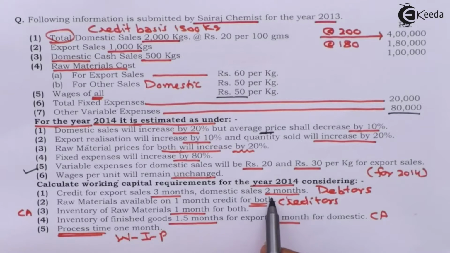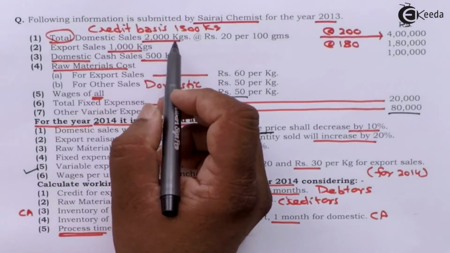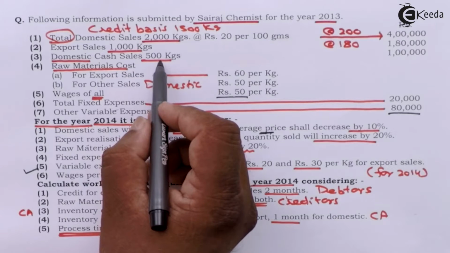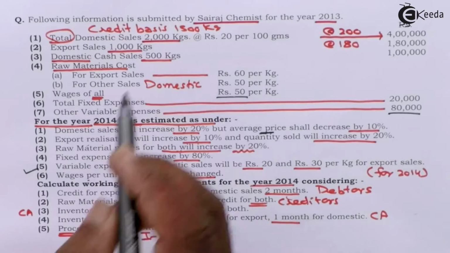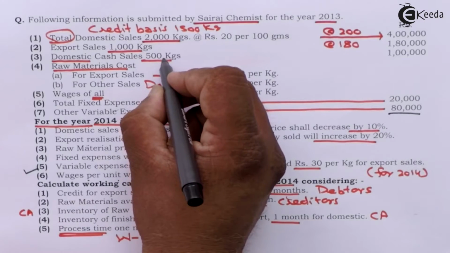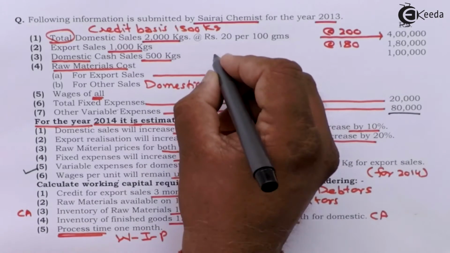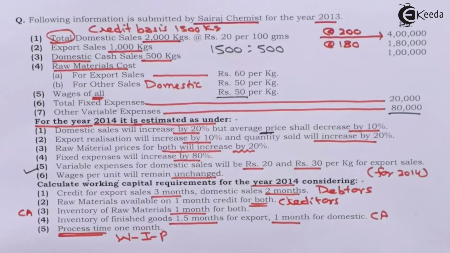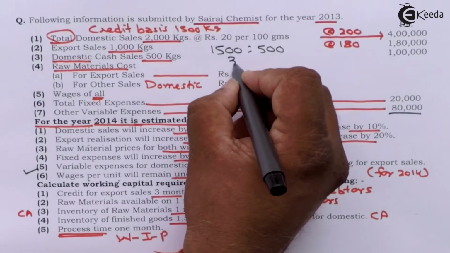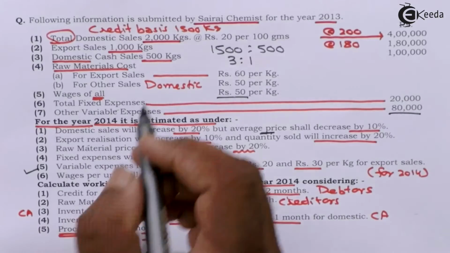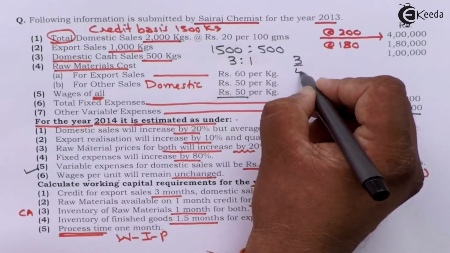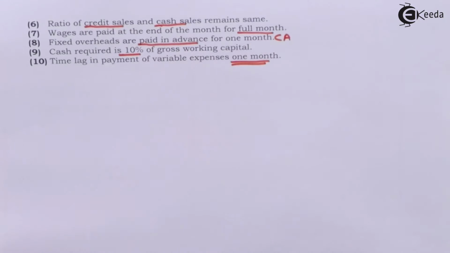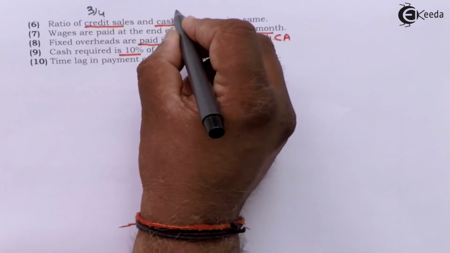Domestic sales credit is 2 months. Here they have said total domestic sales last year 2000 kg and domestic cash sales 500 kg. That means credit sales is 1500, so 1500 is to 500. This is the ratio of credit sales and cash sales, which comes to 3:1. In other words, credit sales is 3/4 or 75%. They have said the ratio of credit sales and cash sales remains same, that is 3/4 and 1/4.